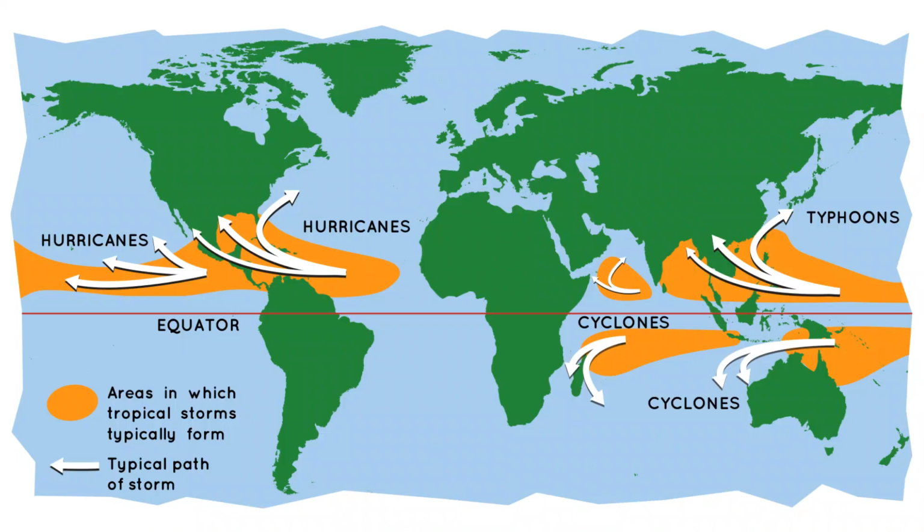Depending on where they form, cyclones can be known by different names. For example, Western Pacific cyclones are called typhoons, whereas those that form in the Atlantic and Eastern Pacific are known as hurricanes.